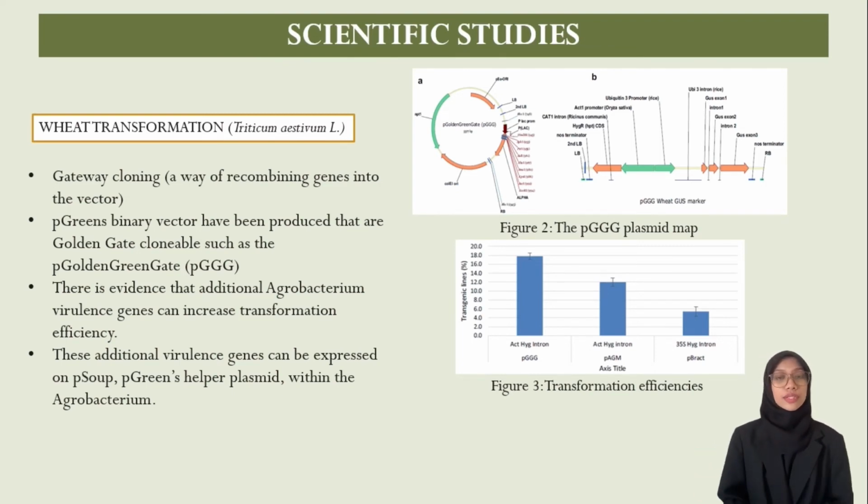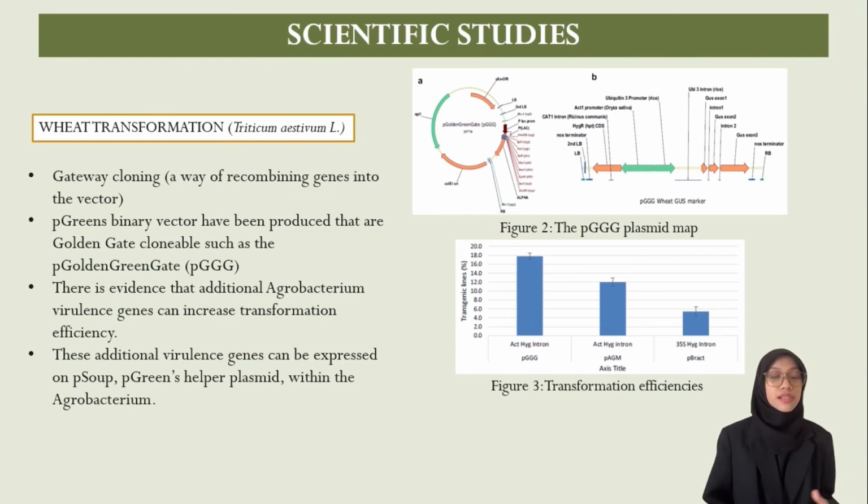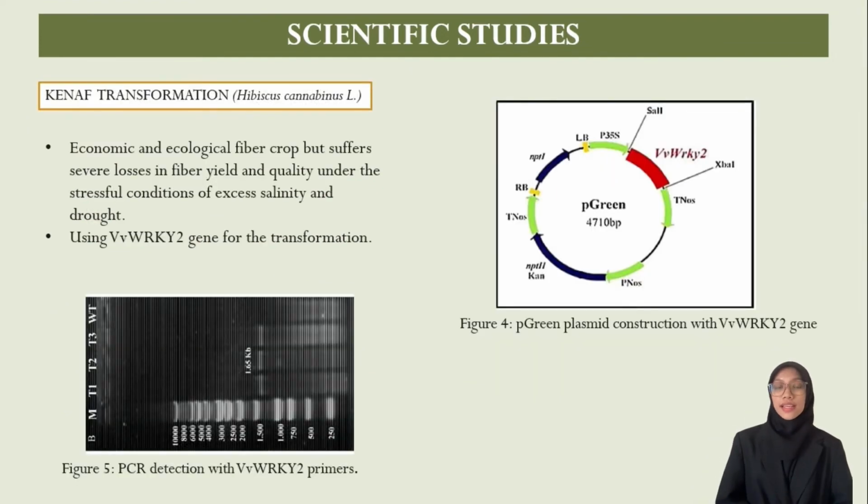The reason we chose to develop this pGreen-based vector for the wheat transformation is that there is evidence that additional agrobacterium virulence genes can increase transformation efficiency. These additional virulence genes can be expressed on pSoup within the agrobacterium. As a result, in Figure 3, we can see this binary vector shows higher transformation efficiencies compared to other binary vectors. And not just that, another study that uses this binary vector is the canola transformation study.